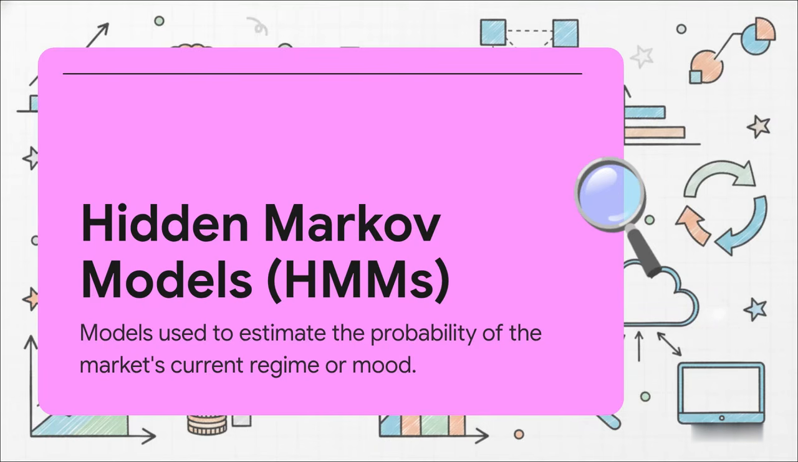Now, rather than just blindly scanning for buy or sell signals, quants are actually out there hunting for market regimes. To do this, they use sophisticated statistical tools called hidden Markov models, or HMMs for short. These models estimate the probability of the market's current regime or its mood. Is it trending up? Is it just ranging sideways? Or is it trending down?